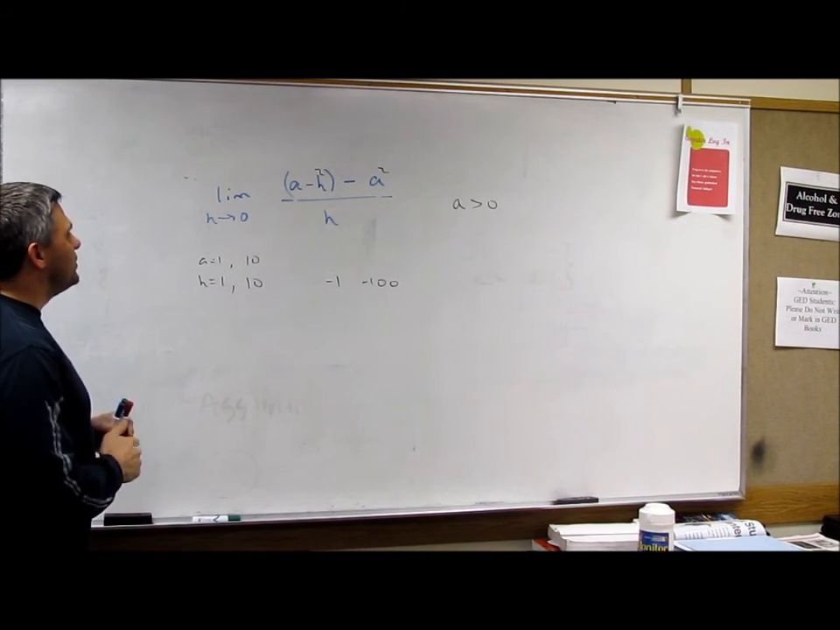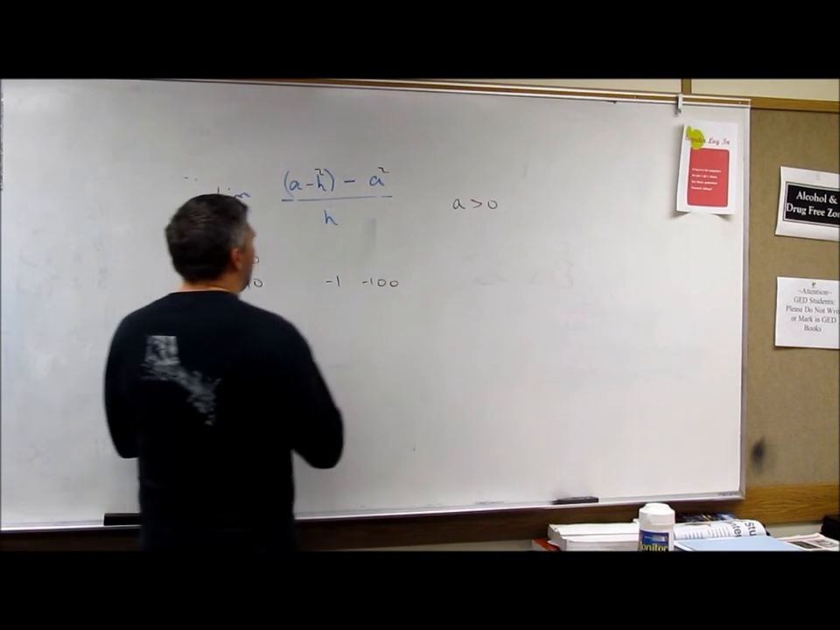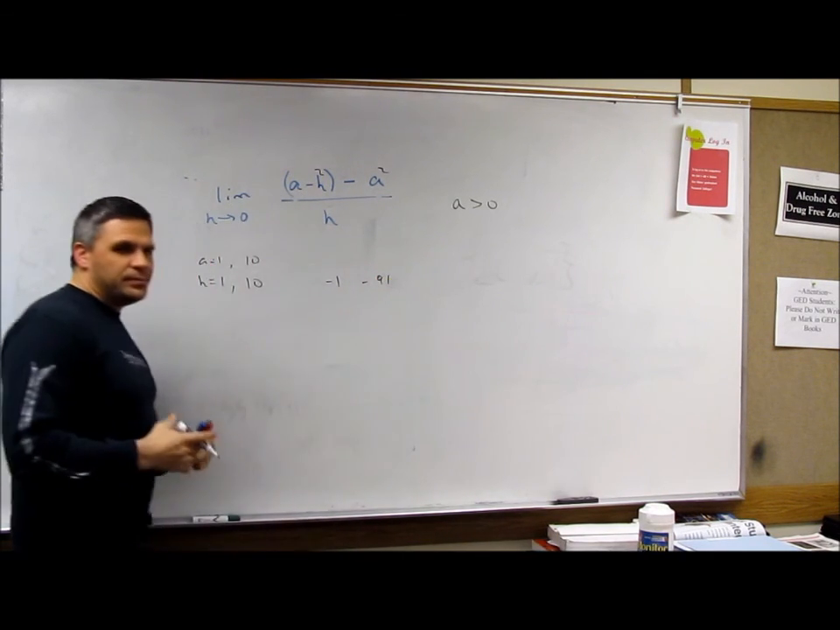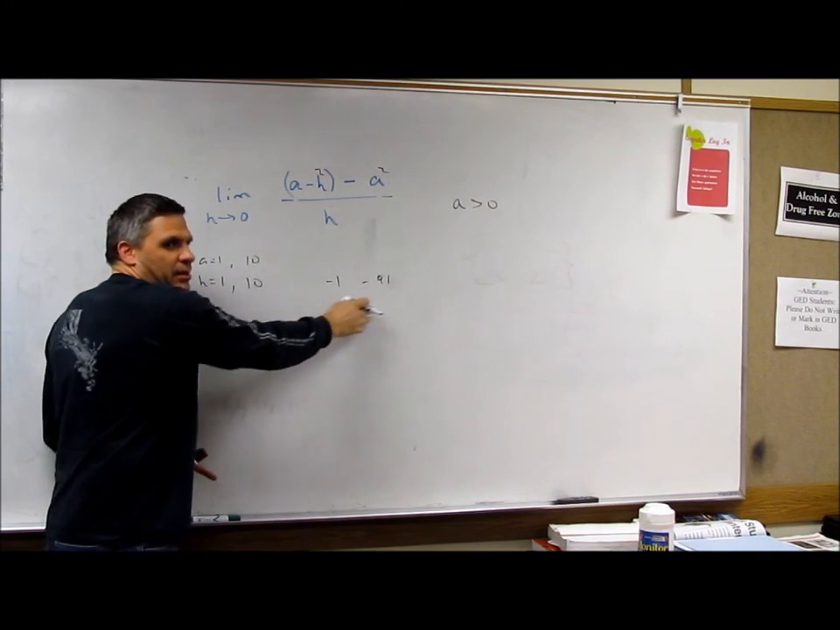If A is 10 and H is 1? Yeah, because 10 minus 1 squared is the 9 minus the 100, because you got the 10 squared, which is the -91. Negative 91. So -91, but it's still bigger or smaller now, right?